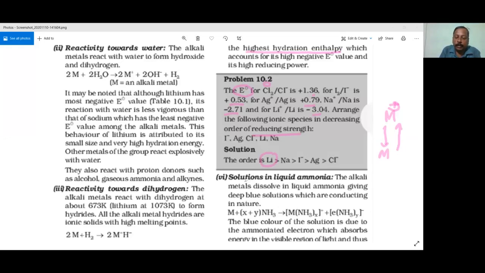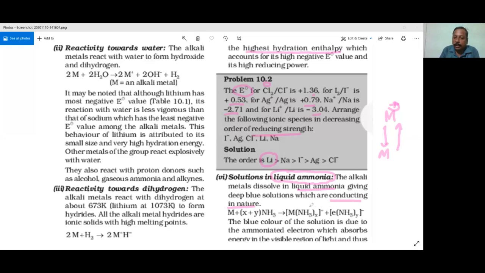And the very important topic we are going to study is the hot cake for the Mains, hot cake for the NEET. Alkali metals dissolve in liquid ammonia. After dissolving, the solution becomes conducting in nature. Electrical conductivity means flow of ions. Now the question will be why they are conducting.